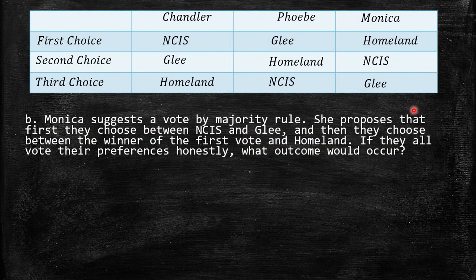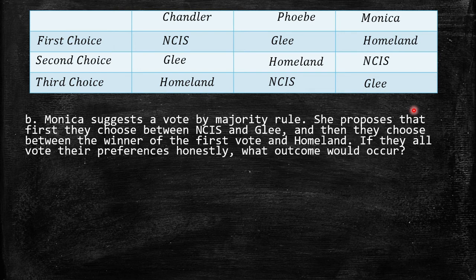Then, part B. Monica suggests a vote by majority rule. She proposes that first they choose between NCIS and Glee, and then they choose between the winner of the first vote and Homeland.